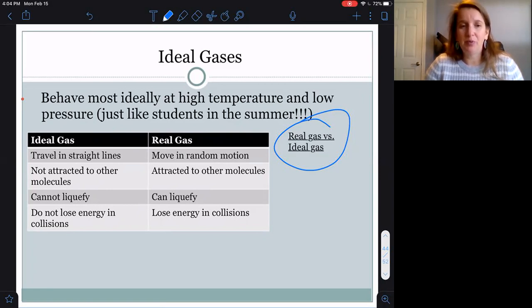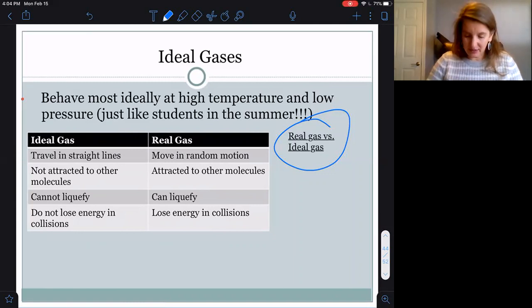The other big point is that last point there about the collisions. We talked about elastic collisions, and elastic collisions are collisions in which they would not lose any energy when they hit each other or they hit the side of the container, but in actuality, in reality, they do and can lose a little bit of energy when they collide.